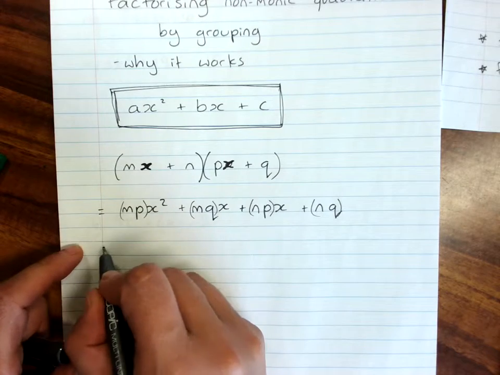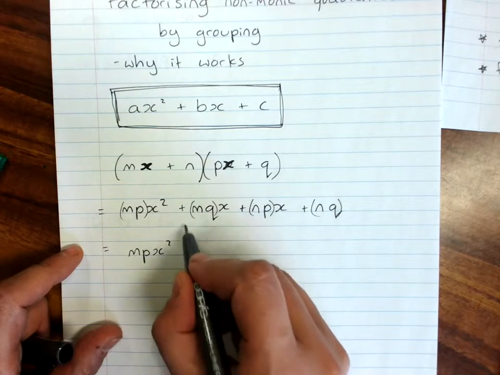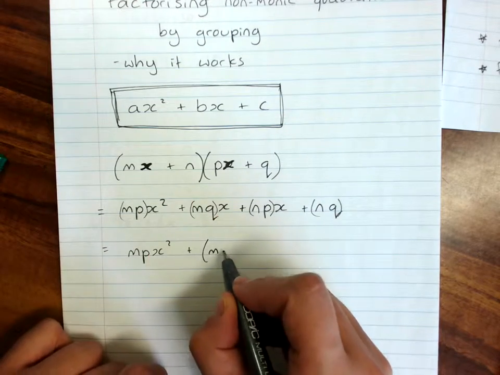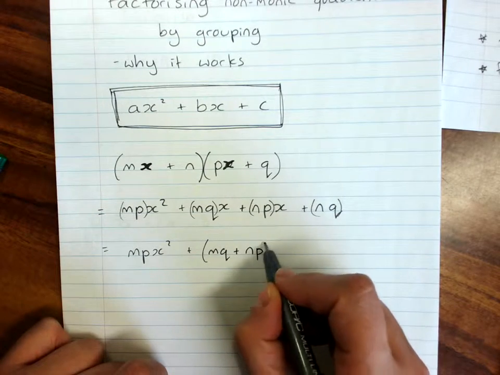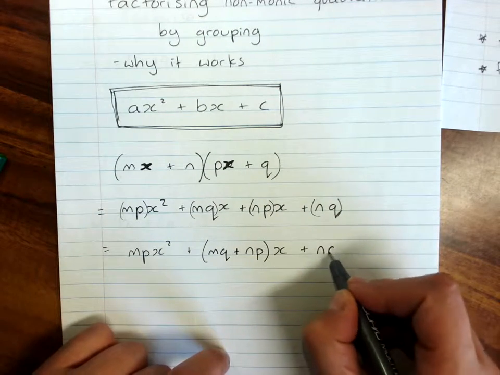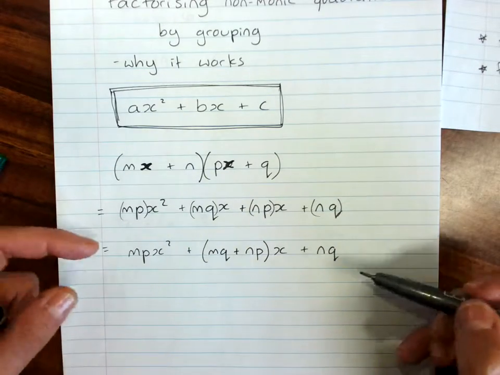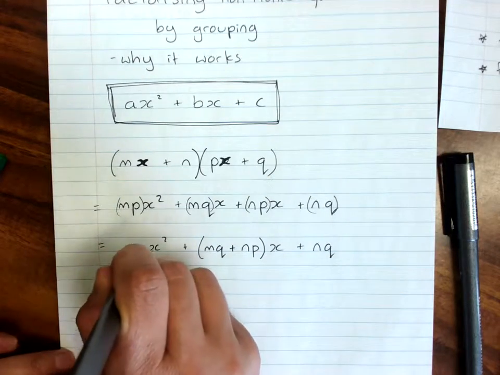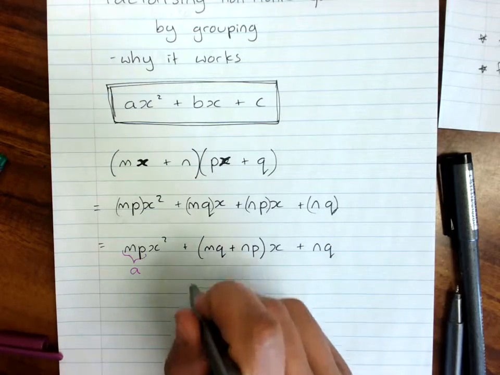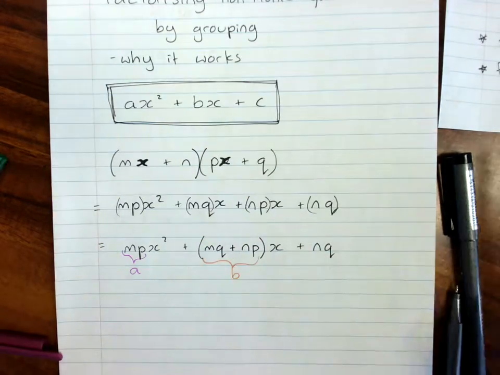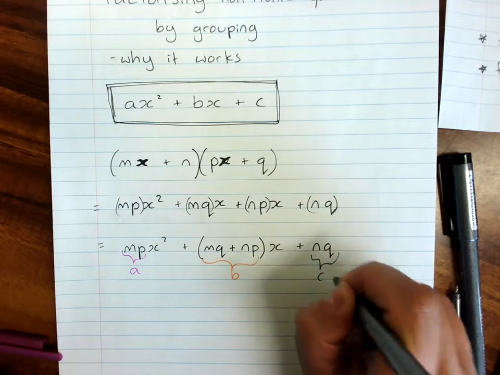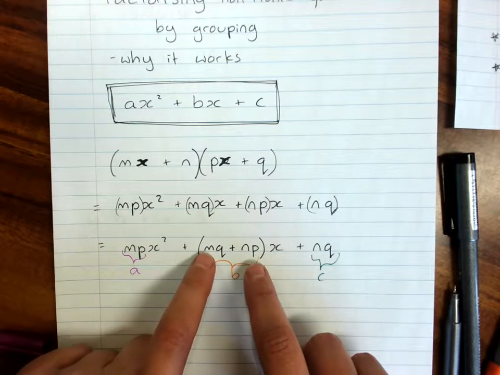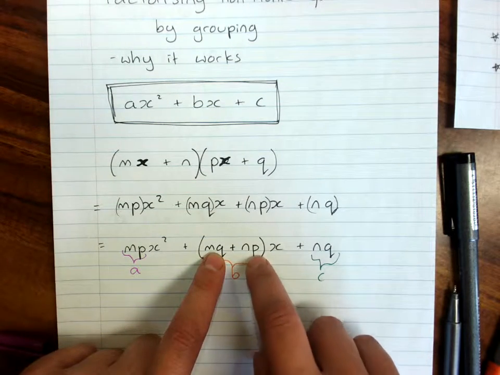So I would get mp x squared plus, I'd add these together to get the coefficient of x, mq plus np x plus nq. Quite obviously, this is our A term, this is our B, and this is our C. So our B is made up of m times q plus n times p.